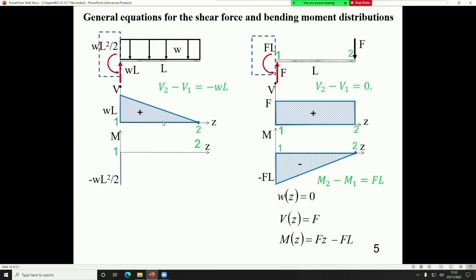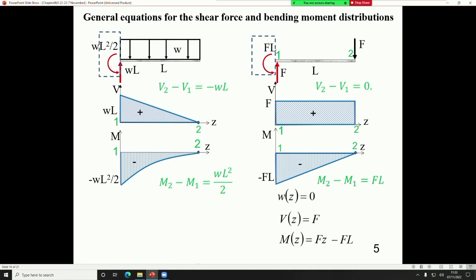Now, the change in bending moments between two points is equal to this area. This has a linear variation, and this is the integral of a linear function. This must be quadratic. The value here is zero, so the slope at this point must be zero. So we have a parabolic equation, which is tangent at this location. So this is the bending moment distribution.